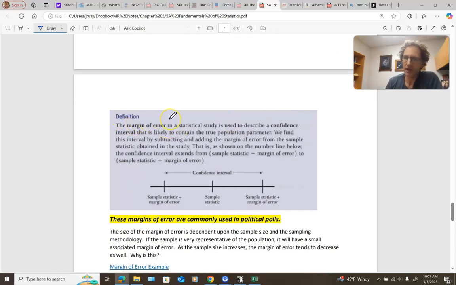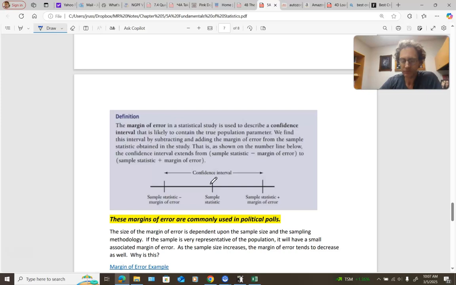Let's look at the actual definition. The margin of error in a statistical study is used to describe a confidence interval that is likely to contain the true population parameter. And we find this interval by subtracting and adding the margin of error from the sample statistic obtained in the study. Let me give you an example.